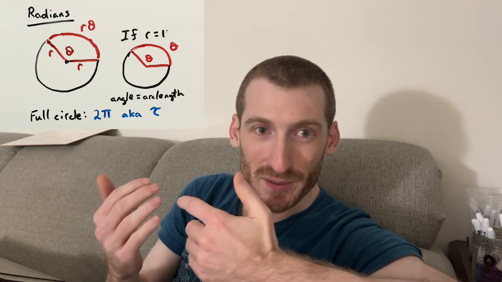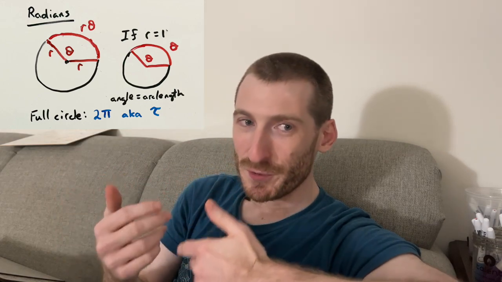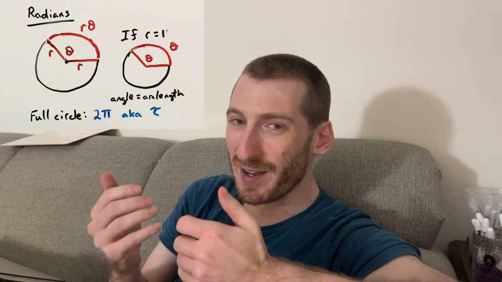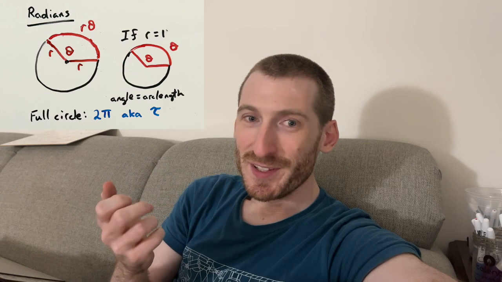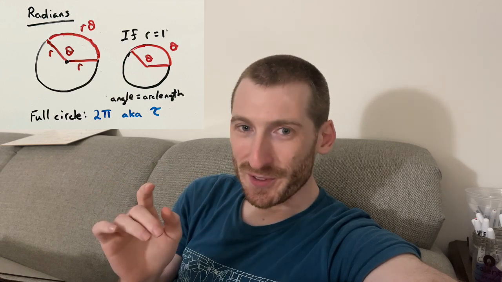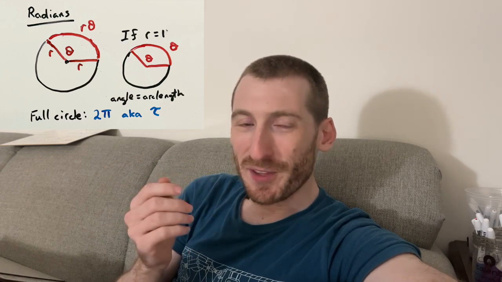And a full circle is the circumference of a circle of radius 1, namely 2 pi, which we can also write as tau, as in a turn. So 1 tau is a full turn, which is helpful, and it's also kind of its own thing.